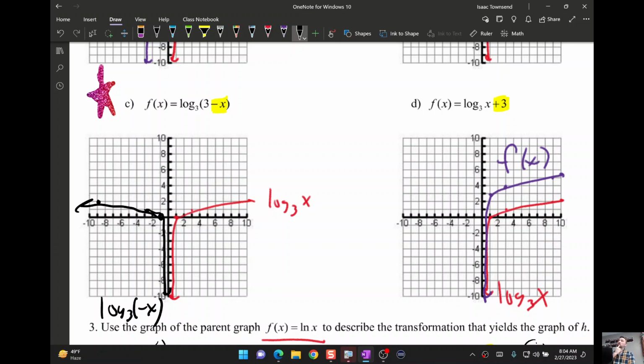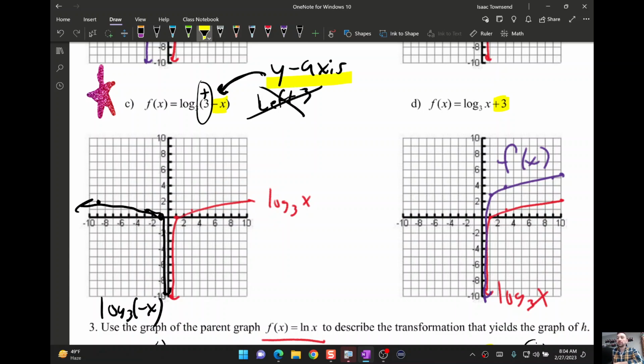And the biggest thing that I'm concerned about, again, I put this in your notes, so this isn't the first time you've heard it, but when you reflect over the y-axis, the transformation rules for left and right switch. This is a positive 3, which usually means, if you add 3 to x, that usually means left 3. But when you flip it over the y-axis, those rules switch. So it's actually right 3.